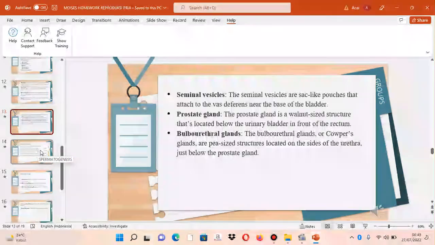And the last is the bulbourethral glands. The bulbourethral glands, or Cowper's glands, are pea-sized structures located on the side of the urethra just below the prostate gland.